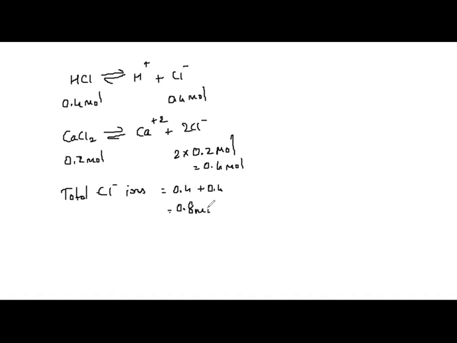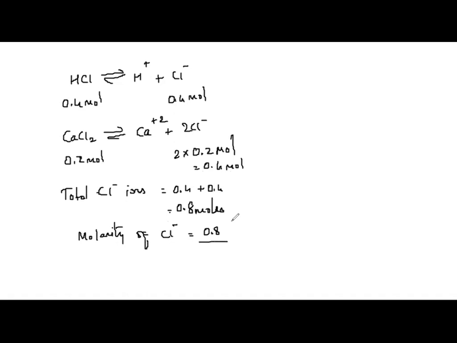Yes, 0.8 moles. Molarity. How do you find molarity? Number of moles upon volume of solution in liters. So we are going to find the molarity of chloride ions. The number of moles of chloride ions is 0.8, divided by the volume of solution.